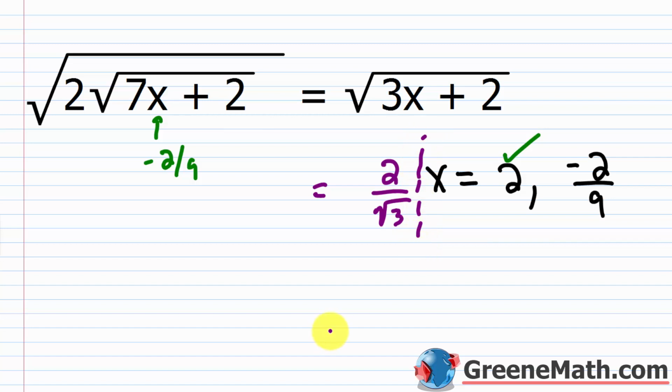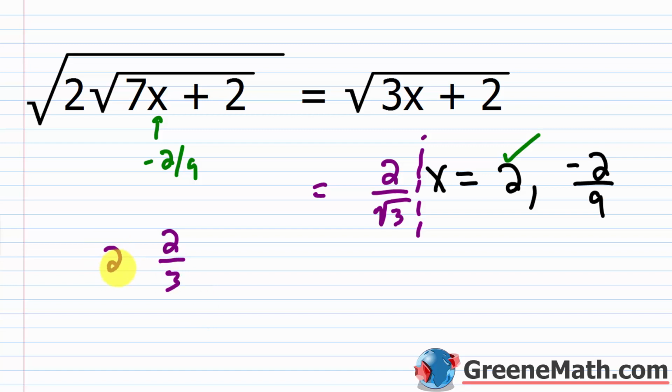So on the left, 7 times negative 2 ninths is what? You would get negative 14 ninths. Then plus, get a common denominator here. If I'm adding 2, I can write that as 18 ninths. So essentially what I would have here is negative 14 plus 18, which is 4. So you get 4 ninths there. Okay, so the square root of 4 ninths, square root of 4 is 2, square root of 9 is 3. So you get 2/3.